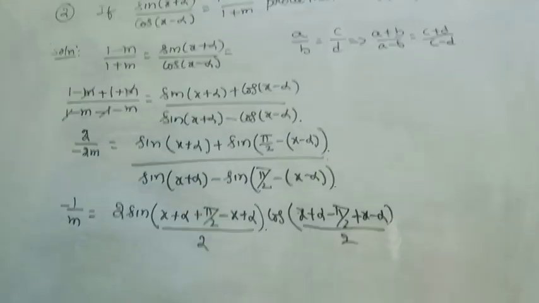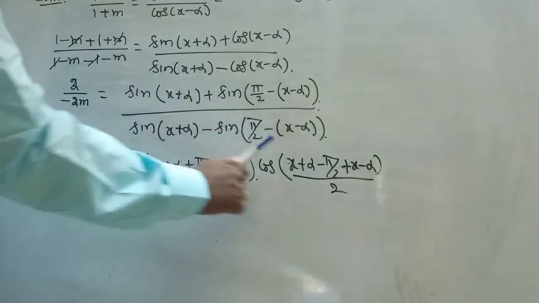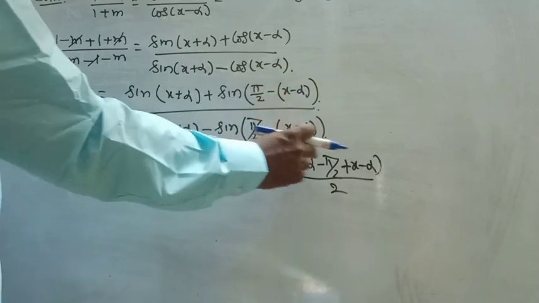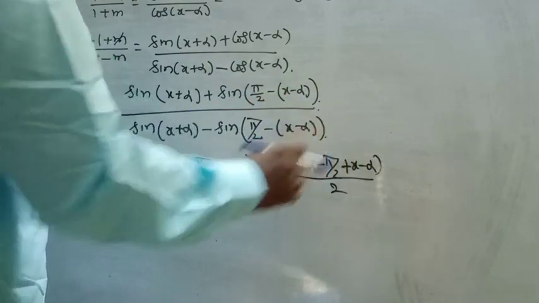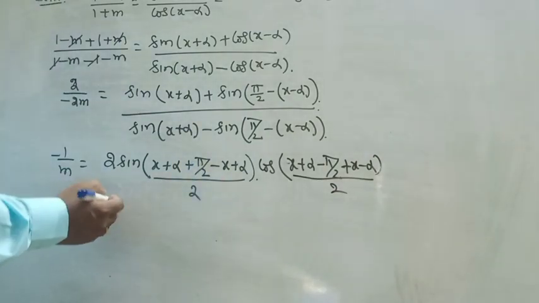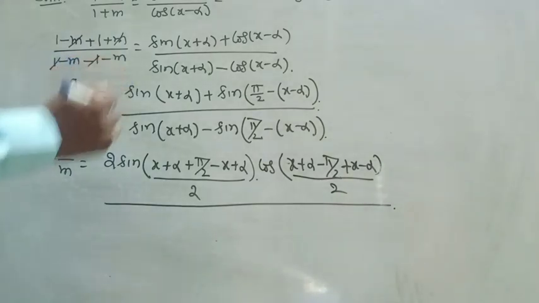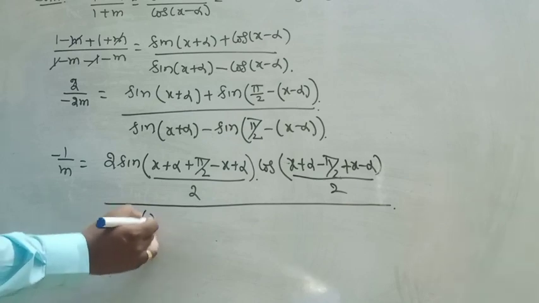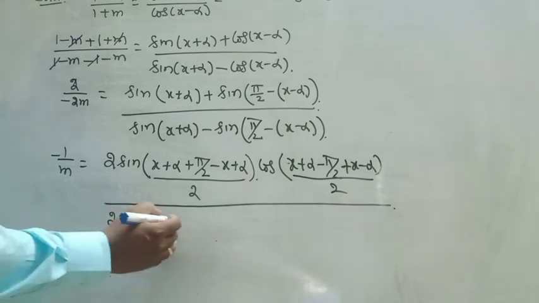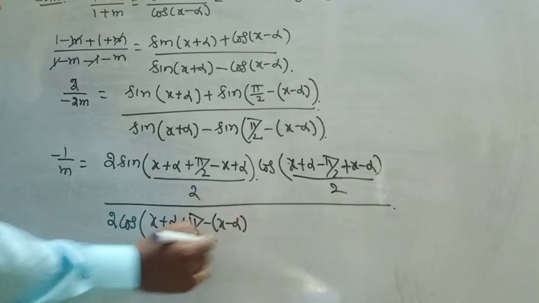Fine. Now you see, my dear students, what we did is we just applied the formula sin C plus sin D, which is nothing but 2 sin (C plus D) by 2 cos (C minus D) by 2. This whole thing is divided by sin C minus sin D, that is nothing but 2 cos (C plus D) by 2 sin (C minus D) by 2, that is what, (x plus alpha plus pi by 2 minus of x minus alpha) by 2.